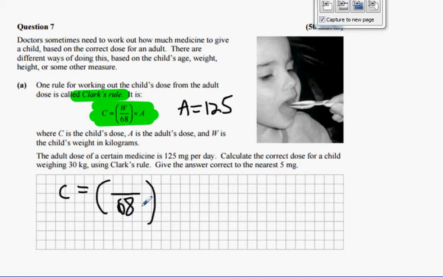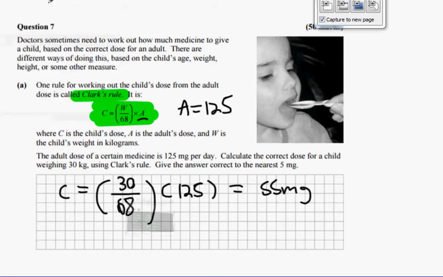So what I'm going to do here is this: C equals, what's the W value? Anybody? What's the weight of the kid? He's 30 kilos. That's 30 over 68. You're meant to multiply that by A. What's A? 125. You put that into your calculator and you'll find out that it rounds off to 55 milligrams. That's the first question done. They front loaded that to make sure that most of the marks went for that first question.